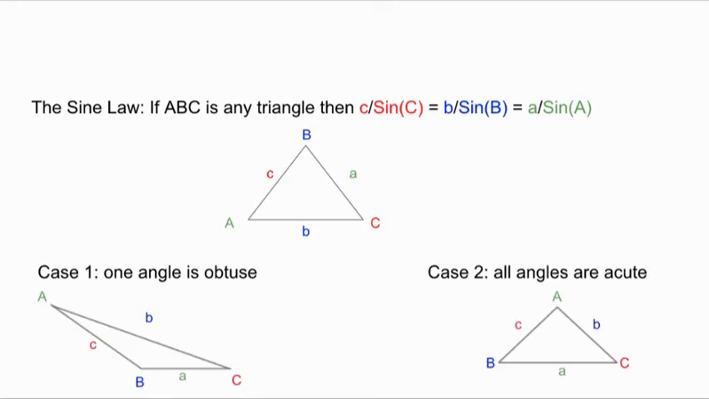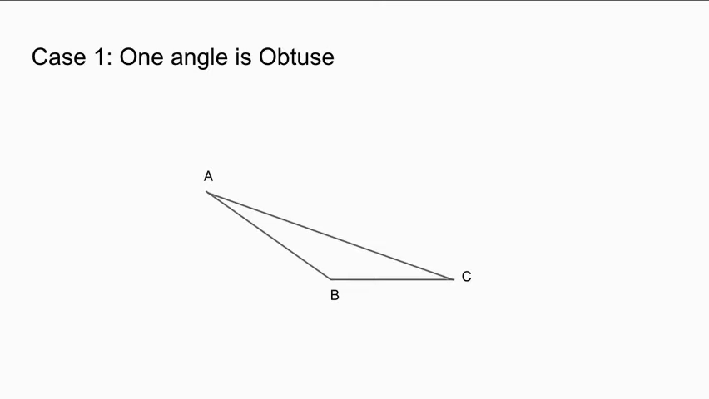There are two cases which must be considered for this proof. One, where the triangle has an obtuse angle, and another, where all angles are acute. Let's begin with a triangle that has one obtuse angle.